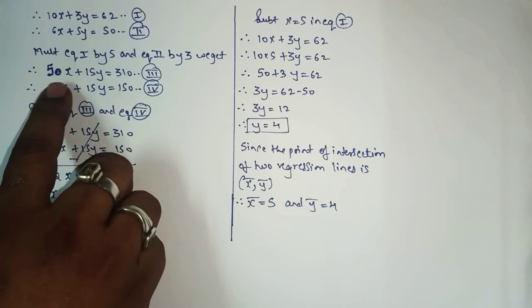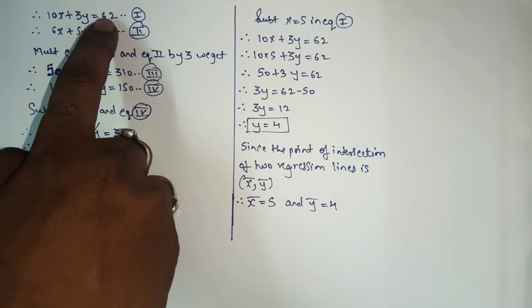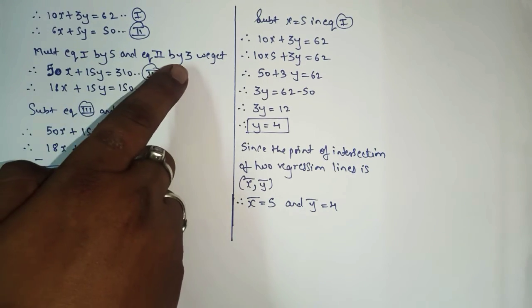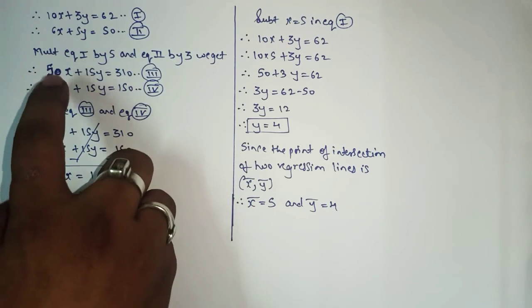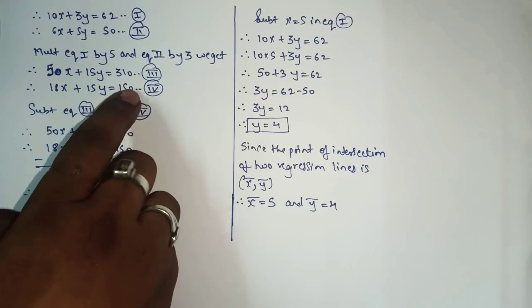So this will be 50x, 3 5 is 15, and 62 5 is 310. Equation number 2, we have to multiply by 3. So this will be 6 3 is 18, 5 3 is 15, 50 3 is 150.